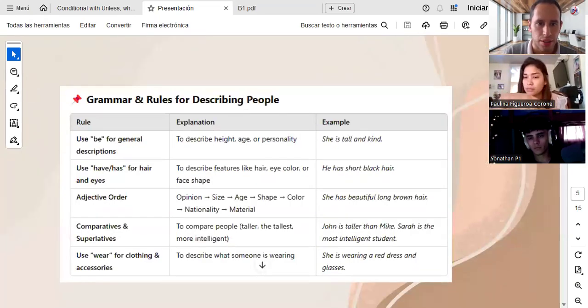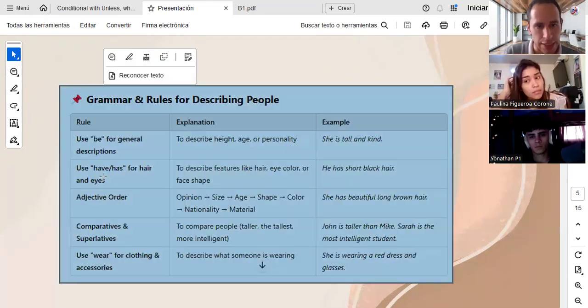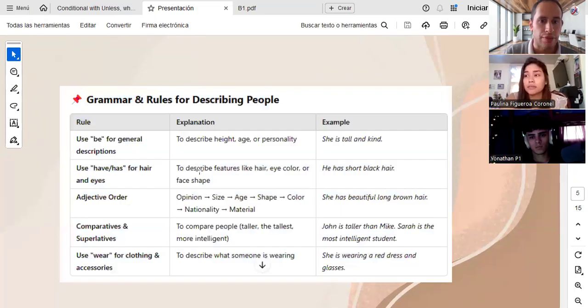Okay, grammar and rules for describing people. Use be for general description to describe height, age, or personality. She is, be means the verb to be, right? She is tall and kind. Ella es alta y amable. Use have or has for hair and eyes, to describe features like hair, eye color, or face shape. He has short black hair.